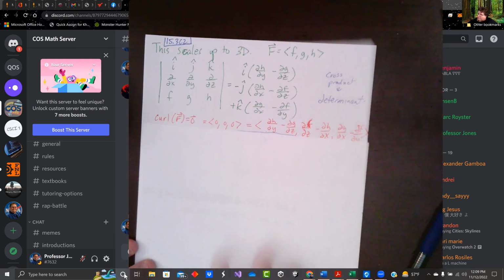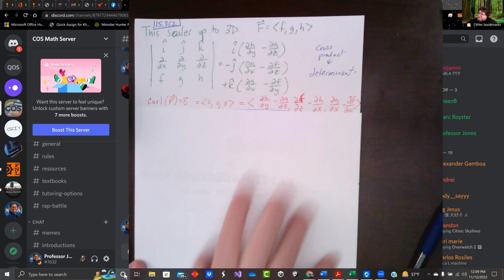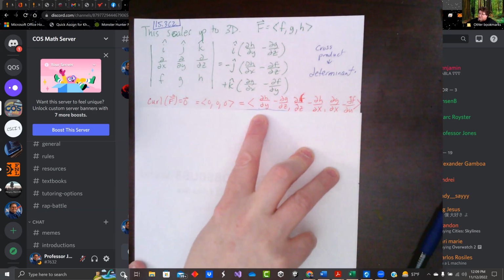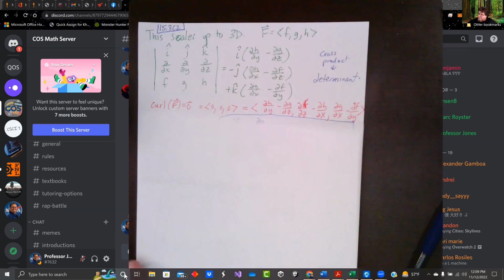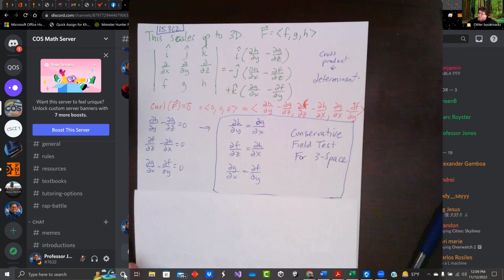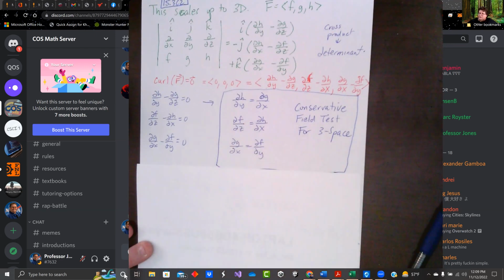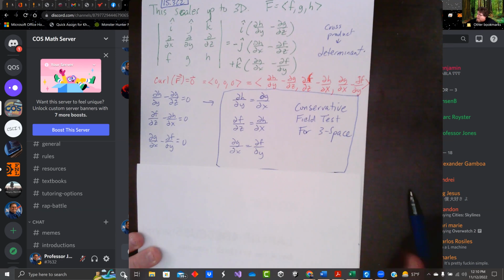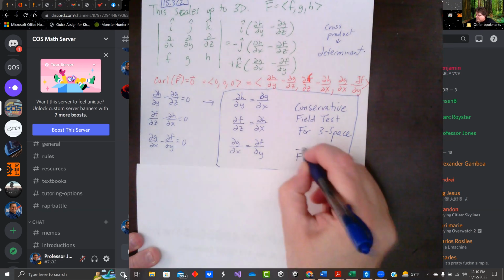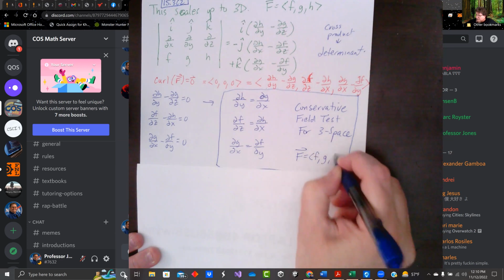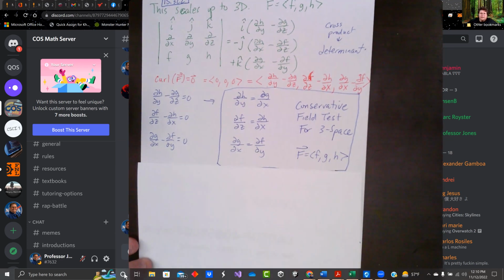So if the curl of F equals 0, we set each of these components equal to 0. And we get the conservative field test for 3 space. Each of these has to hold true: dh dy equals dg dz, df dz equals dh dx, and dg dx equals df dy. If those all hold true for 3 space, again with F equaling f, g, and h, then we have a conservative vector field.